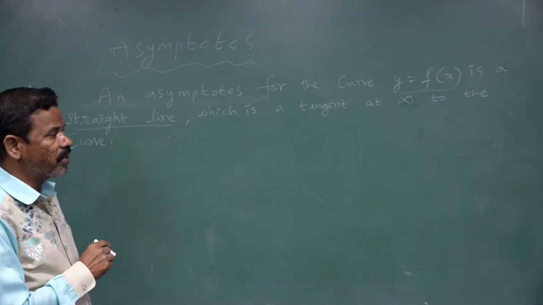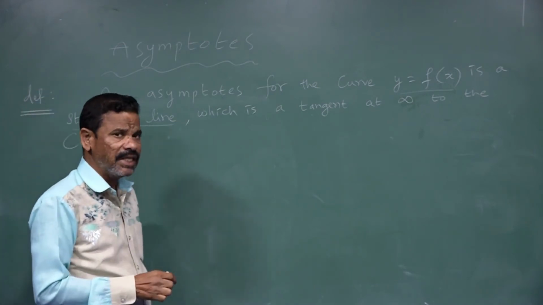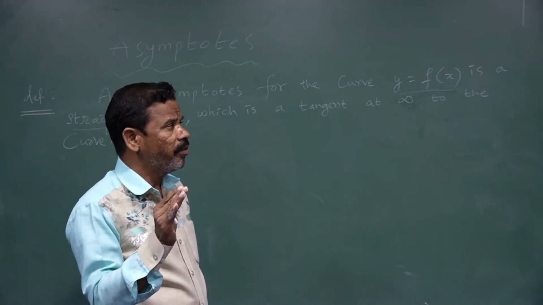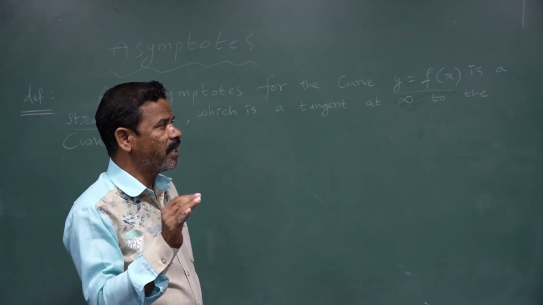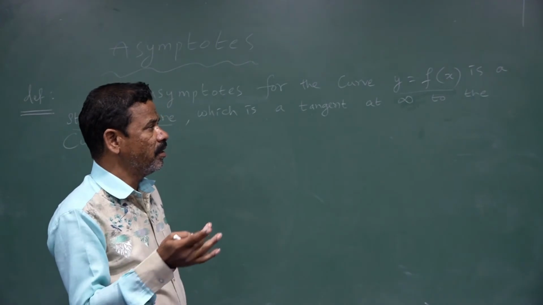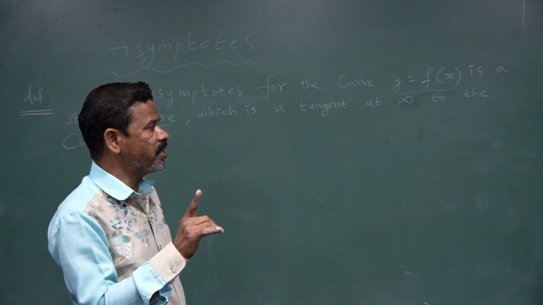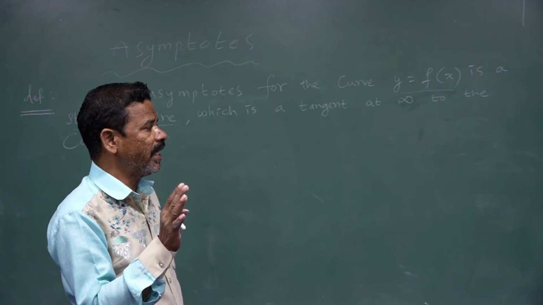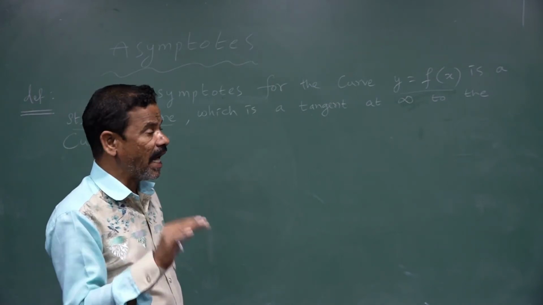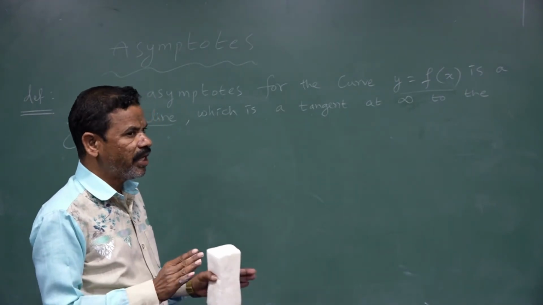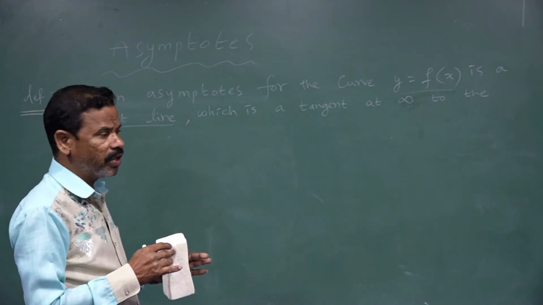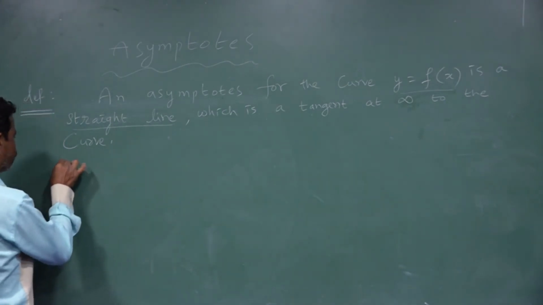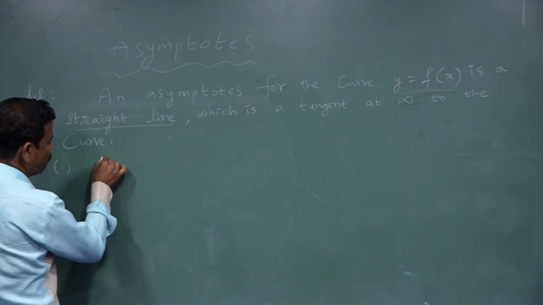Now, in asymptotes also, three types are there: asymptotes parallel to the x-axis, asymptotes parallel to the y-axis, and slant asymptotes. Three types: horizontal asymptotes, vertical asymptotes, and slant asymptotes. In this, the first one is horizontal asymptotes.